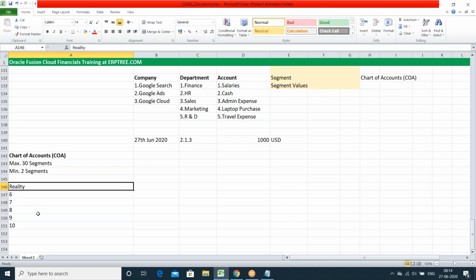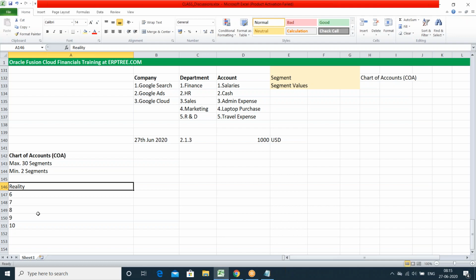So always we should try to minimize the number of segments we are going to use in the chart of accounts. Oracle strongly recommends trying to minimize the number of segments. Of course, we have the flexibility of creating up to 30 segments, but minimum 2 are required. In reality we see 6, 7, 8, 9, 10.